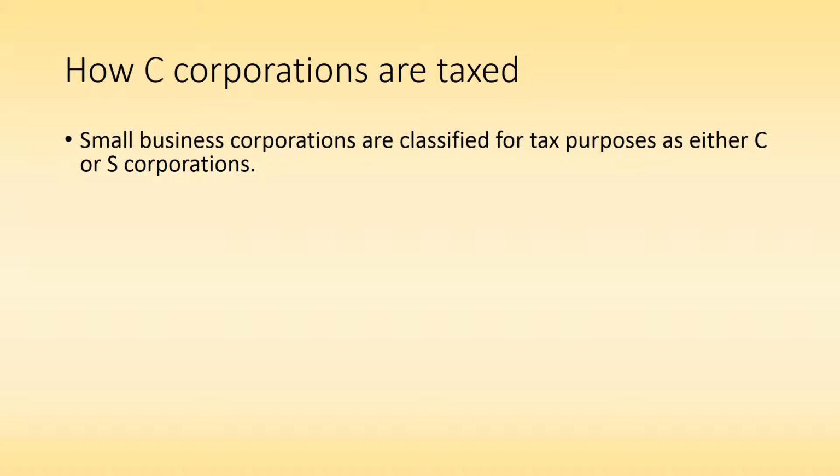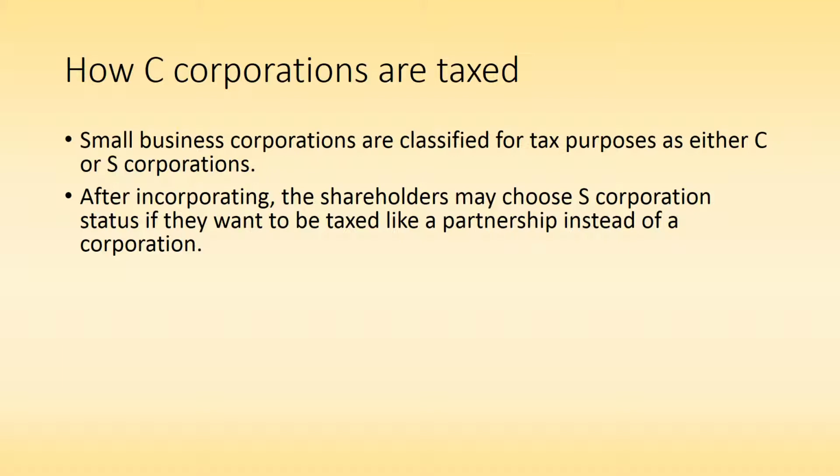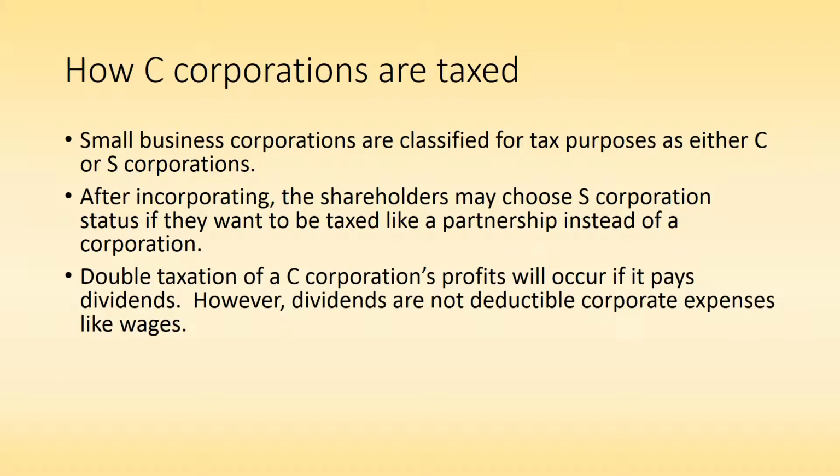Small business corporations are classified for tax purposes as either C or S corporations. These two letters refer to subchapters of the tax code. By default, business corporations begin life as C corporations. After incorporating, the shareholders may choose S corporation status if they want the business owners to be taxed like a partnership instead of a corporation. If you want to choose S corporation status, be sure to ask your CPA about the built-in gains tax before changing your corporate status. Double taxation of a C corporation's profits will occur if it pays dividends.